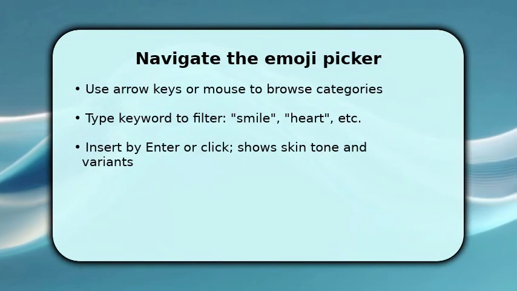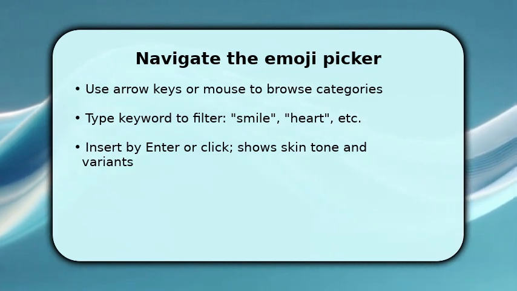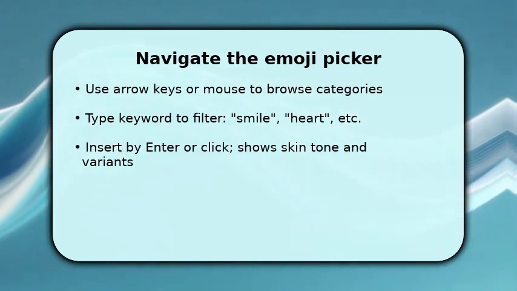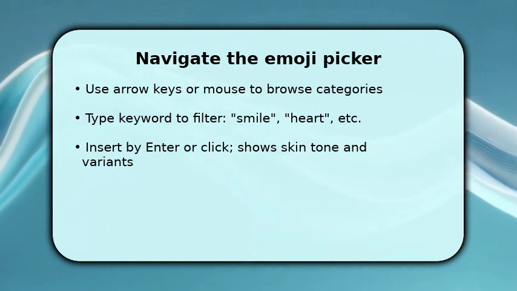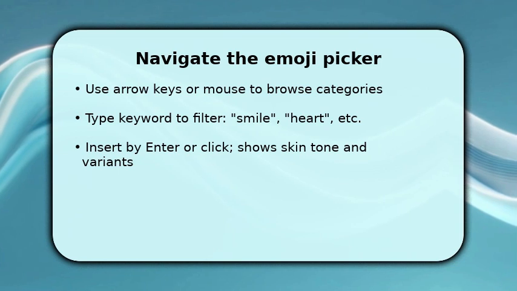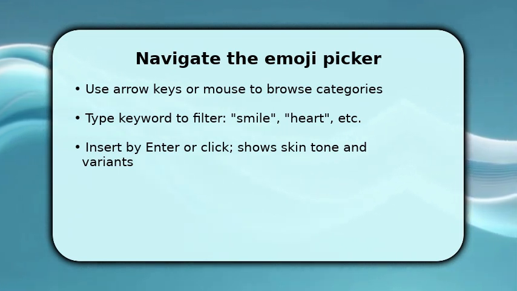Once the picker is visible, navigate it with arrow keys, tab, or your mouse to reach categories like smileys, objects, and symbols. If you want a specific emoji, type a short keyword to filter results quickly. The search speeds selection. Make sure to check for skin tone or variant options. Most pickers show a small selector.